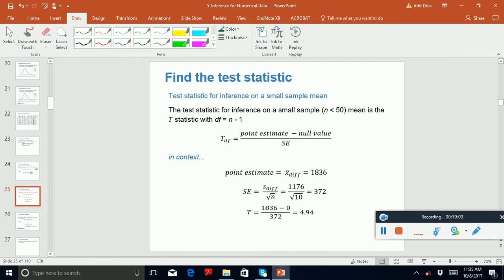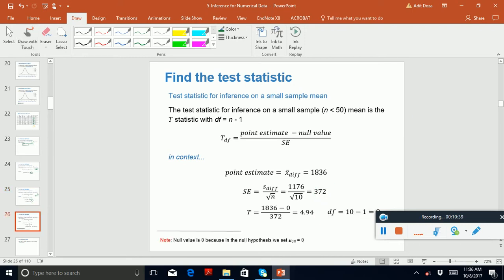And the standard error, we have to use the formula: the standard deviation of the differences over root n, and root n here is 10. This is just an example. We got the standard error of 372. So the t stat would be the point estimate minus the null, which, as I told you, is 0 by default if nothing is specified, over the standard error. So we found the t stat.